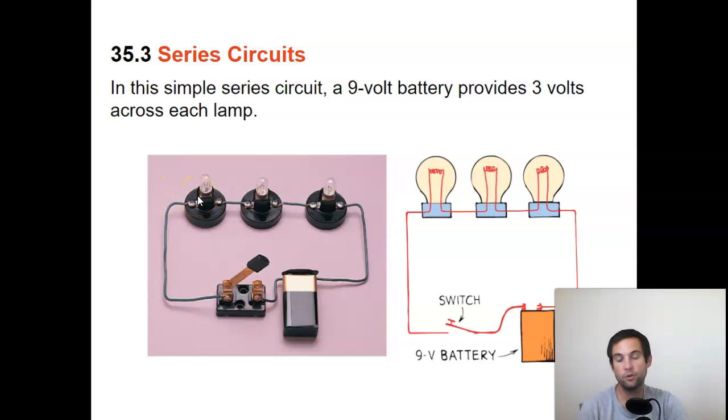The electrons don't have a choice. They have to go through each bulb, giving a little bit of their energy to each one. And remember, they're going to split up that energy equally. So all 3 of these bulbs will be the exact same brightness, as long as they're the same exact light bulbs, which it sure looks like it.